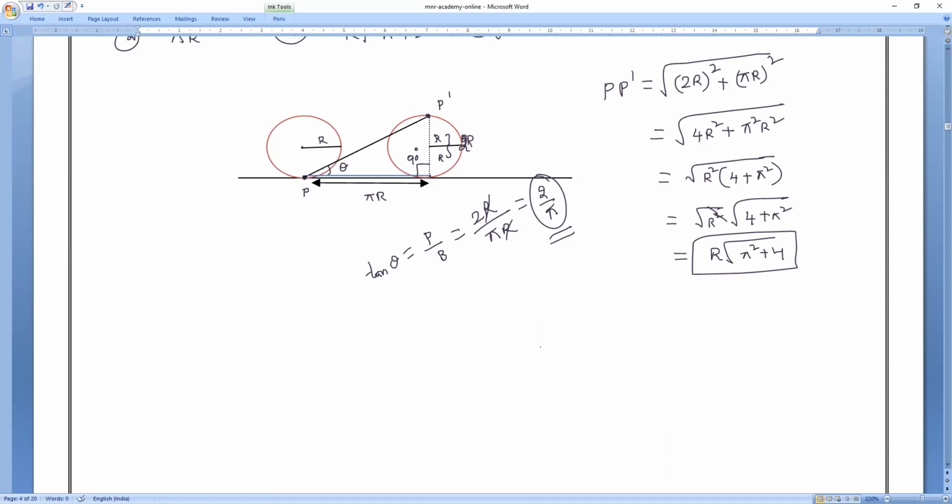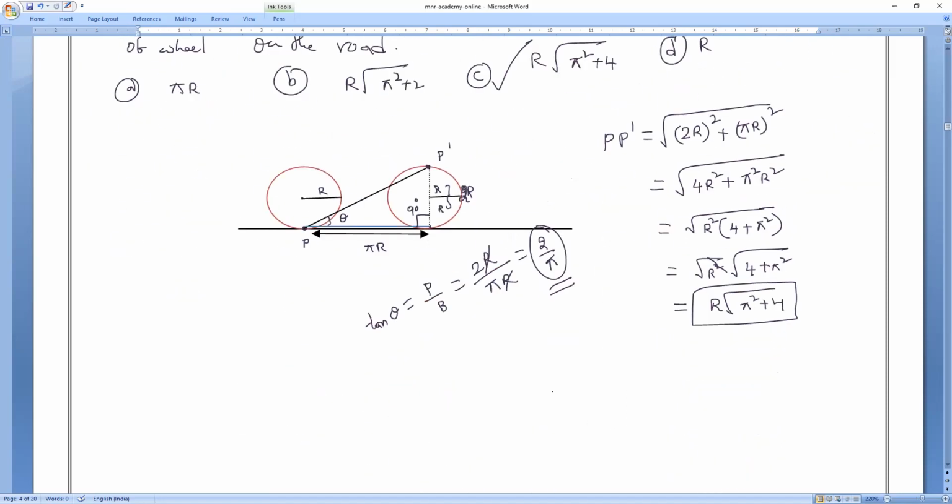So as we know, distance is a scalar quantity. Displacement is a vector quantity. Velocity is a vector quantity. Speed is a scalar quantity. Okay, so learn till here.